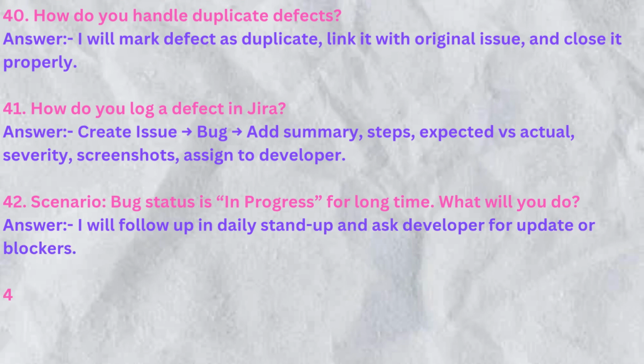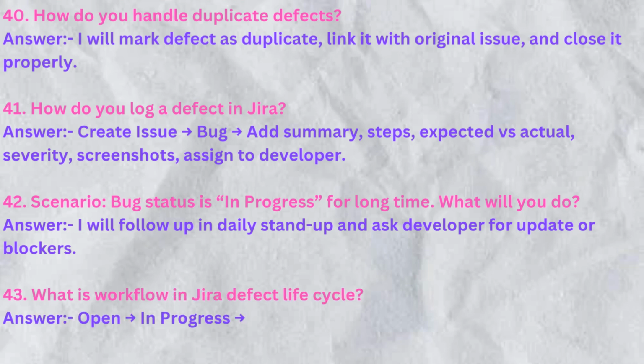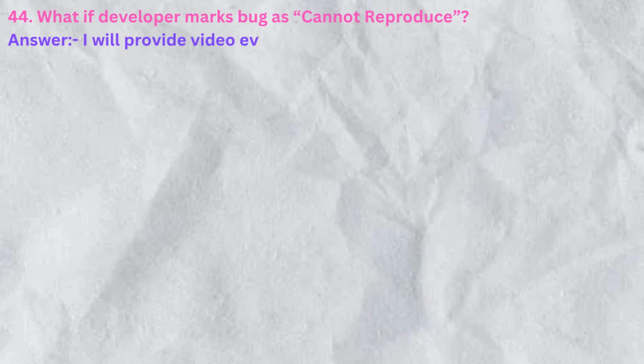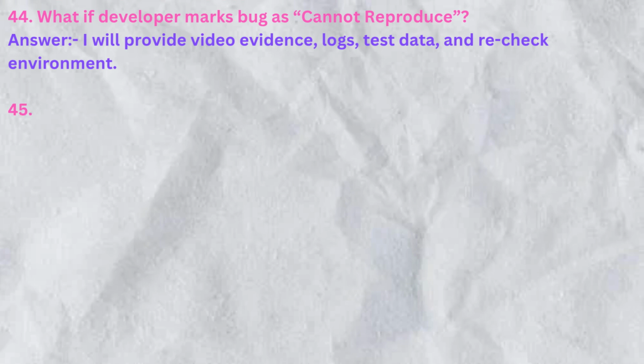Question 43. What is workflow in Jira defect lifecycle? Answer. Open, then in progress, then fixed, then retest, then closed, or reopen if issue persists. Question 44. What if developer marks bug as cannot reproduce? Answer. I will provide video evidence, logs, test data, and recheck environment.